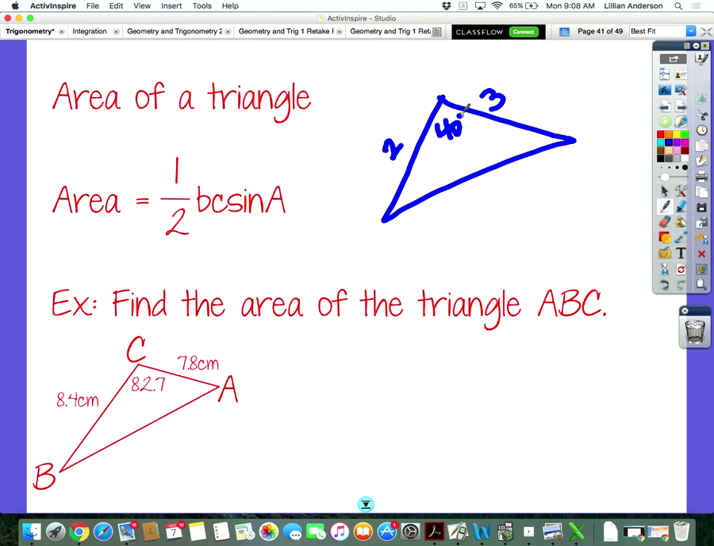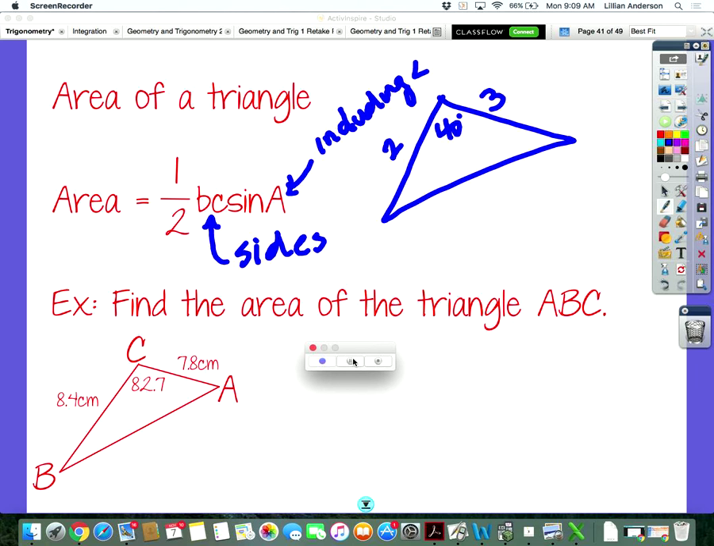So B and C represent the sides, and then A technically just represents the included angle. Okay? So don't let the lettering throw you off. You're basically using the situation for side, angle, side.